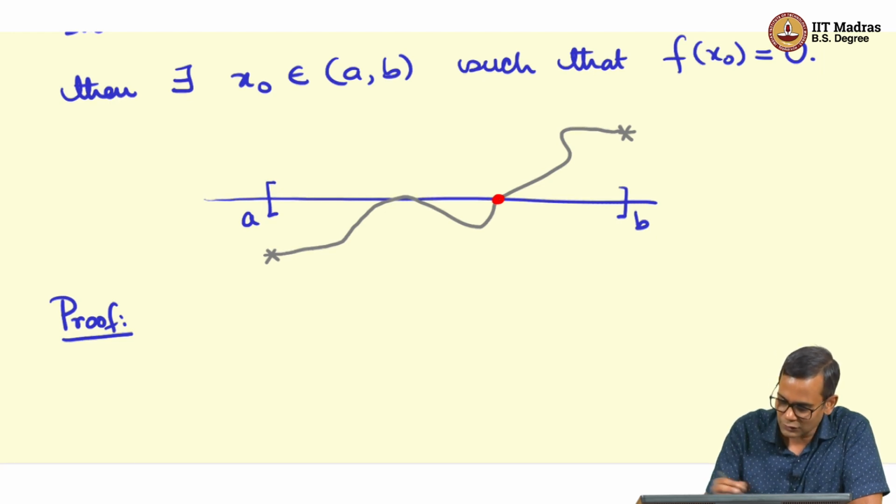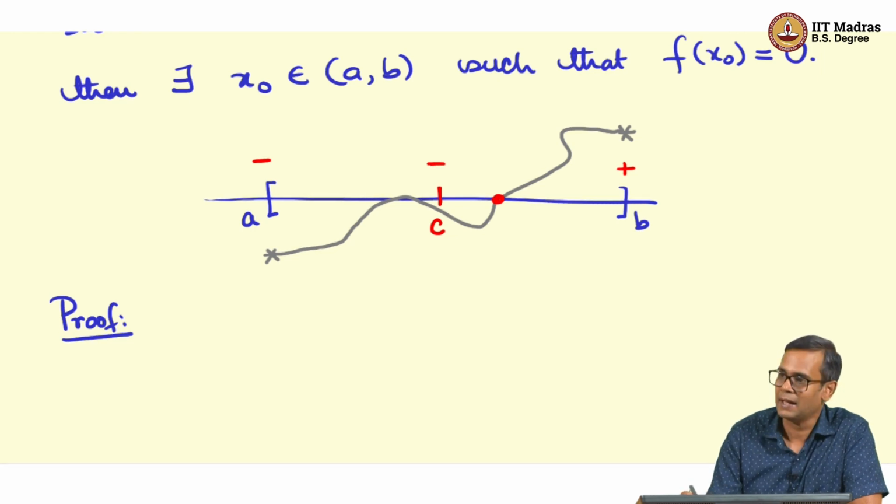So, you have this function here, let us just use this picture itself. Over here it is negative, and over here it is positive. So, what I will do is divide this interval into two equal parts. I will take C to be the midpoint of A and B, and look at whether the function is positive or negative at C. If the function is positive at C, then the sign has changed between A and C. In this picture, the function is negative at C, and what that means is that the sign has changed between C and B.